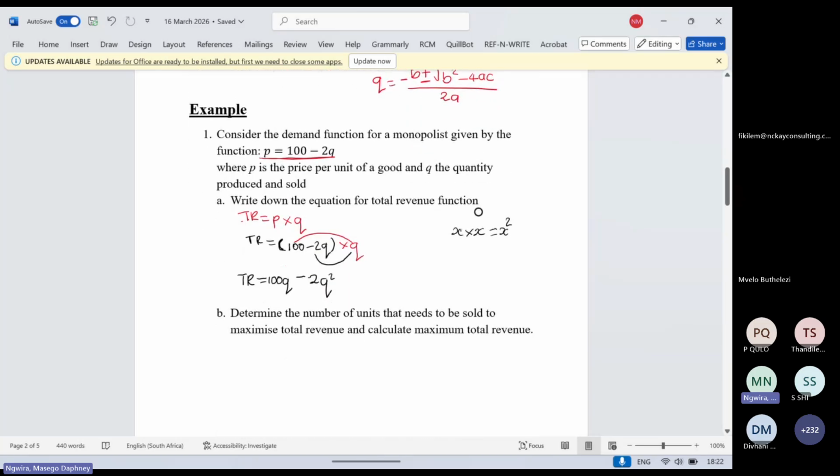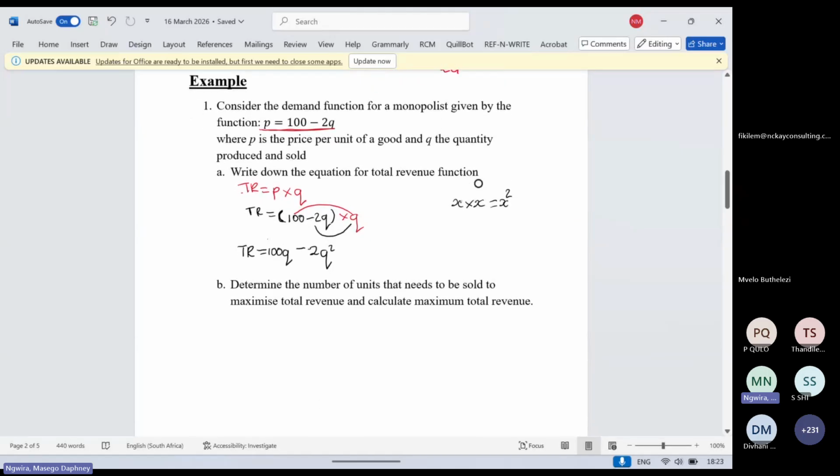Okay, so let's go to the next question. I think that will explain it better. The second question says, determine the number of units that need to be sold to maximize total revenue and calculate the maximum total revenue. So now we need to calculate Q.